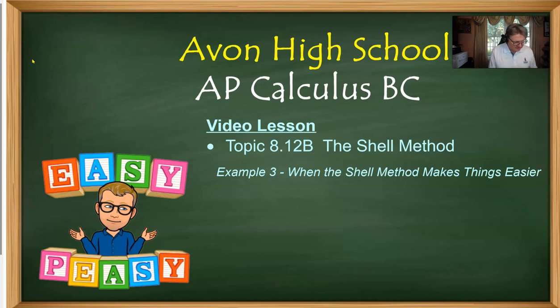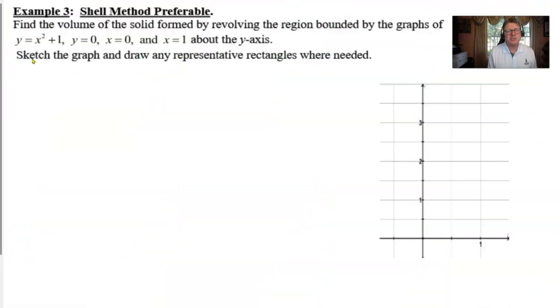And of course, for students that are taking Calculus 2 at the college level, you'll definitely see the shell method in your course. So we're going to take a look at our third example, which says the shell method is preferable. So let's see how that pans out. It says find the volume of the solid formed by revolving the region bounded by the graphs of y equals x squared plus 1, y equals 0, x equals 0, and x equals 1 about the y-axis. As always, I'd like my students to sketch the graph and draw representative rectangles when needed.